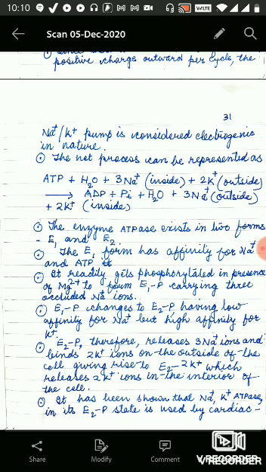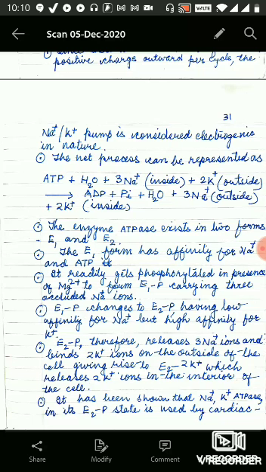The net process can be represented as ATP plus H2O plus 3 sodium ions inside plus 2 potassium ions outside gives ADP plus inorganic phosphate plus water molecule plus 3 sodium ions outside and 2 potassium ions inside.